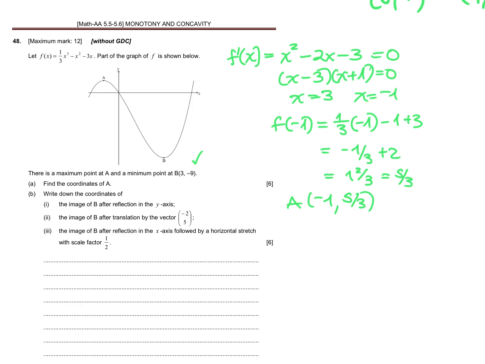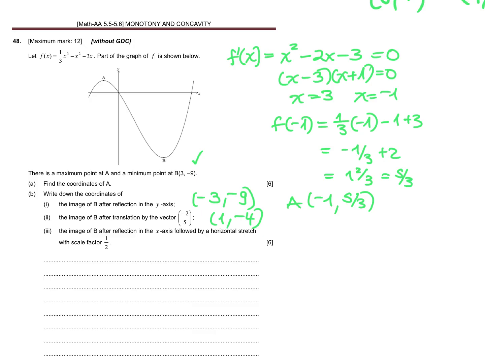Write down the coordinates of the image of B after reflection in the y-axis. So that means it's going to flip over the y-axis. It's going to be (-3, -9). The image of B after translation by the vector (-2, 5). So it goes -2 in the x direction and 5 in the y. Okay, so you're just subtracting 2 from x's and adding 5 to the y's.